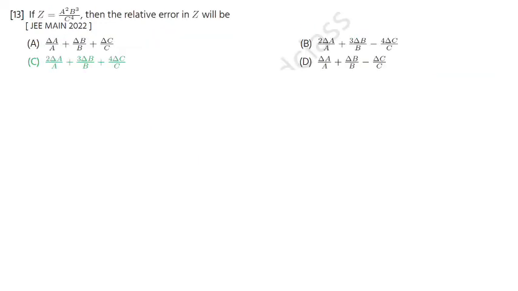Now see the next question, children. If z is equal to a square b cube divided by c power 4, then the relative error in z. Okay, very simple question they asked here. So delta z by z will be equal to 2 into delta a by a plus 3 into delta b by b plus 4 into delta c by c. Very simple question this time they asked in JEE Main 2022.